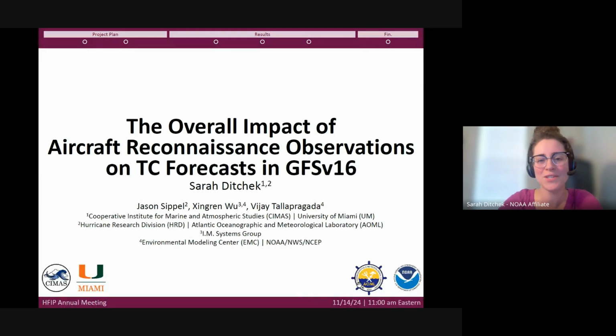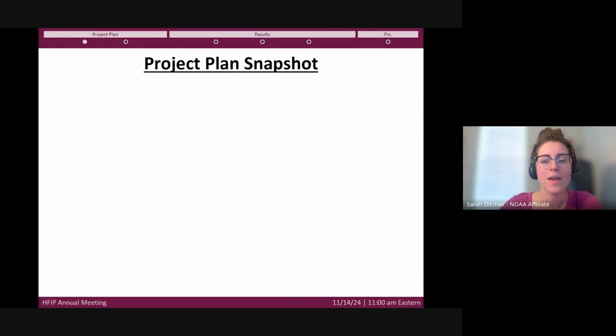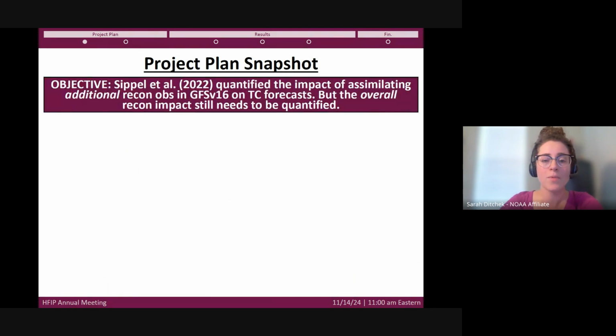So today I'm going to be sharing some results on the overall impact of aircraft recon ops on TC forecasts and GFS V16. So to start, I want to give a snapshot of the project plan. In our paper, Sippel et al. 2022, we quantify the impact of assimilating additional recon obs in GFS V16 on TC forecasts.